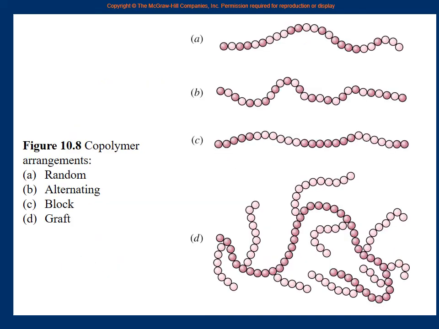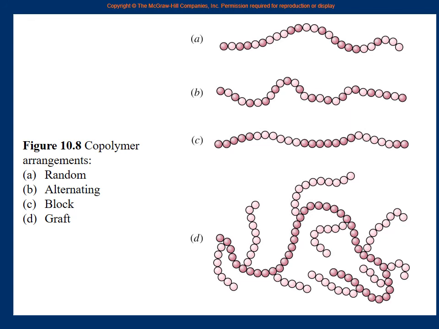And here we are showing you that if this light color is 1 and this dark color is 1, then this is random: 1 of this here, then 2 of this here, then 4 of this here, and so on. This is random. But this 1, 1, 1, 1, 1, 1 is alternating. But one block here, one block here, one block here, this is the block. And one chain of this one, but branches of the other, then this is a graft copolymer. So schematically, you are shown random, alternating, block, and graft copolymers.